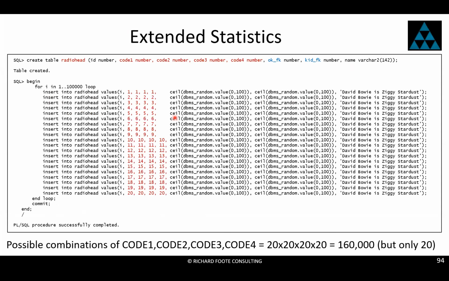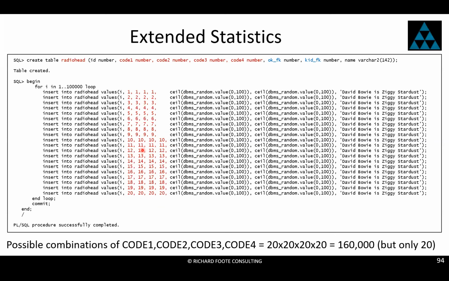Now, another form of data skew is when you have relationships between data. And maybe it's not a histogram that we need, what we need is what's called extended stats. So I've got a very basic example just to illustrate this point, nice and simple. I've got 4 columns, code 1, 2, 3, and 4. And they all have 20 distinct values, but there's a relationship between these columns, meaning that actually they're all the same. So all the values are always the same in each of these.